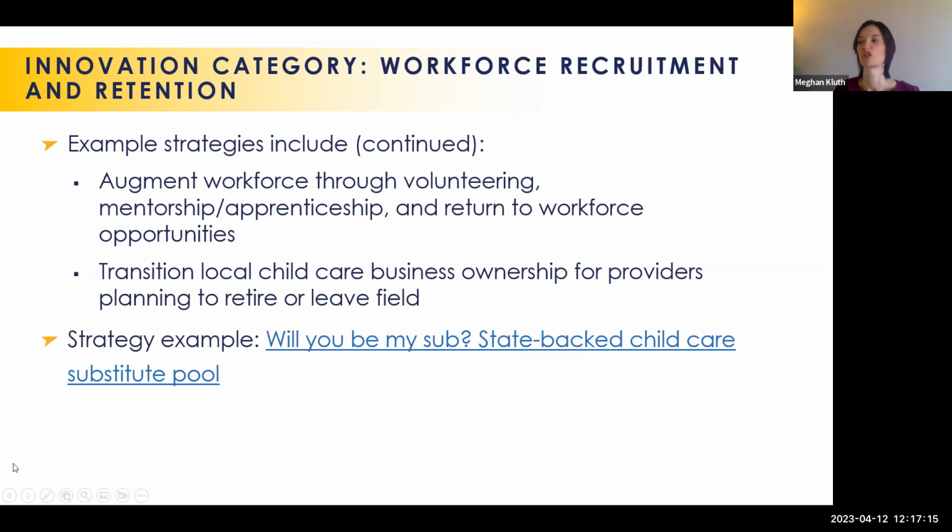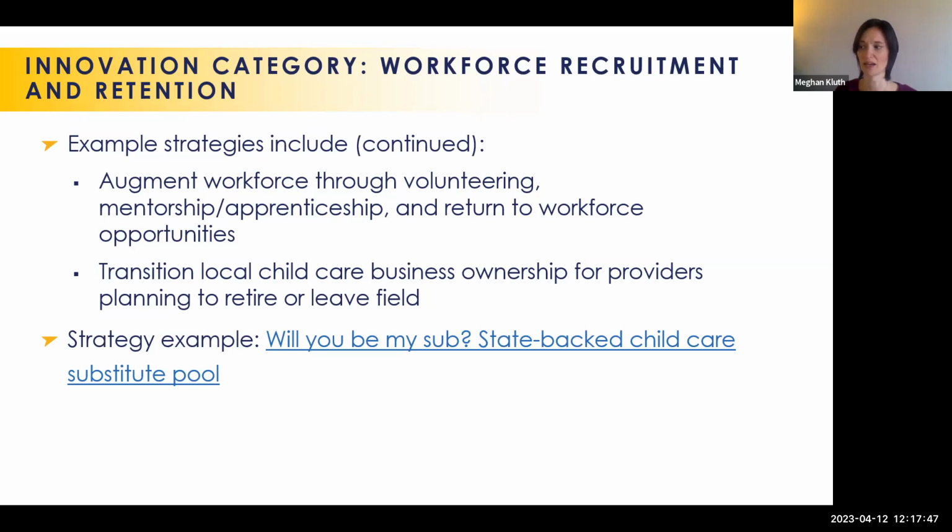Other examples of this could be trying to augment your workforce through opportunities for volunteers, for mentorship and apprenticeship for your childcare providers, to have some professional development opportunities, return to workforce. Maybe there are childcare providers, or people from similar fields, that have decided, you know what, I'd actually really like to come back to the workforce, part-time, full-time. How might they be able to be leveraged? So I think there's a lot of room for creativity in this one.